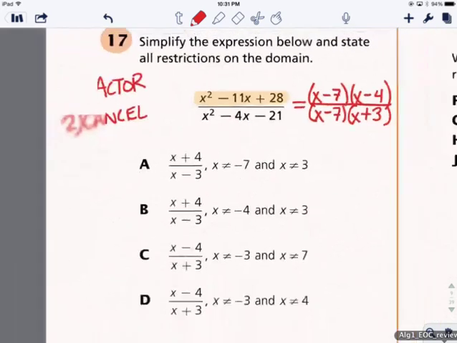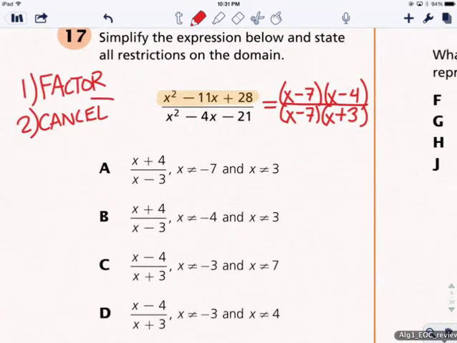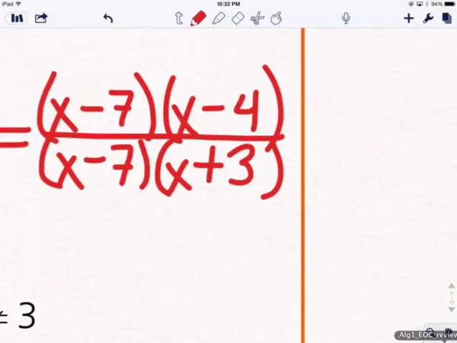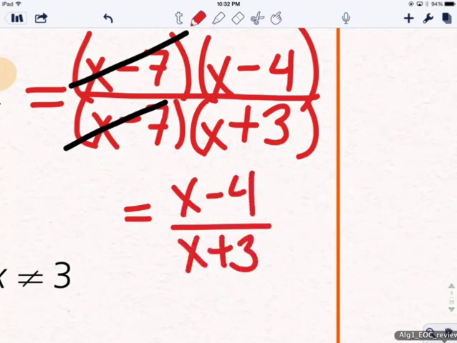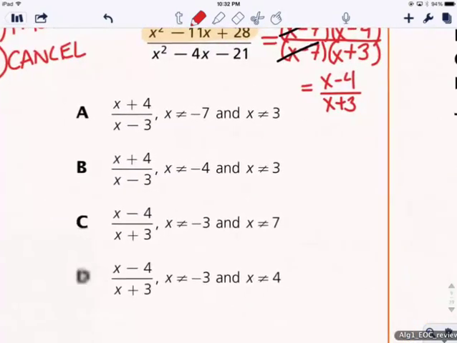So final step is to cancel. All right, we just got finished factoring. Now we cancel. Well, there's an x minus 7 on the top and an x minus 7 on the bottom. So those guys can be canceled out. And that leaves us with x minus 4 over x plus 3. Which answer choice is that?